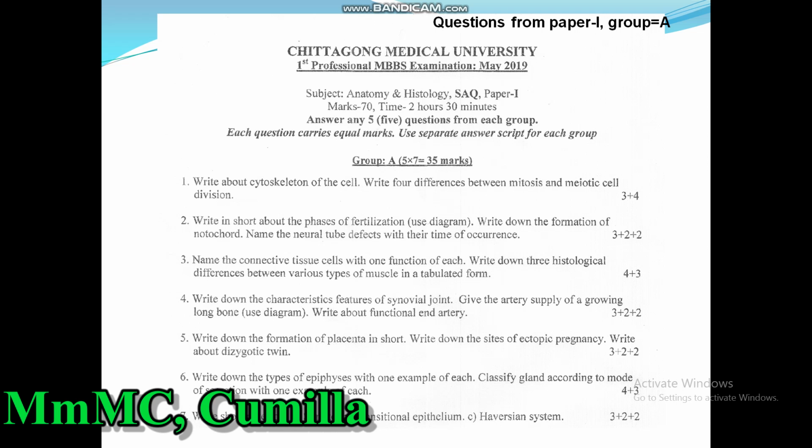And the fourth question: write down the characteristic features of synovial joint. And the second portion: give the arterial supply of a growing long bone with a diagram and write about functional end artery. So the characteristic features of synovial joint, and the whole question actually comes from the general anatomy of joints and vessels and also from bone. So you have to know in detail about that.